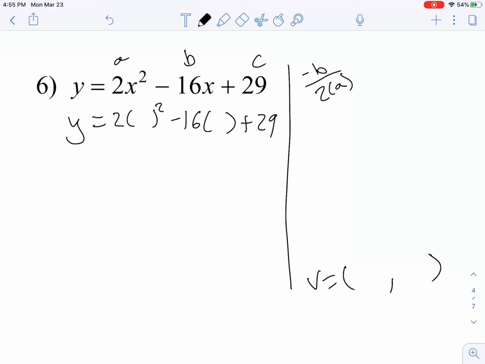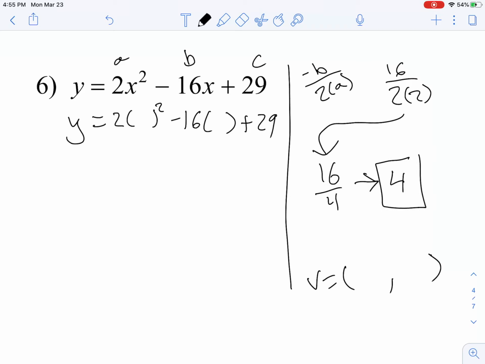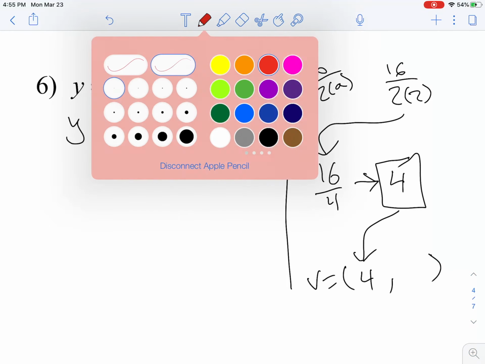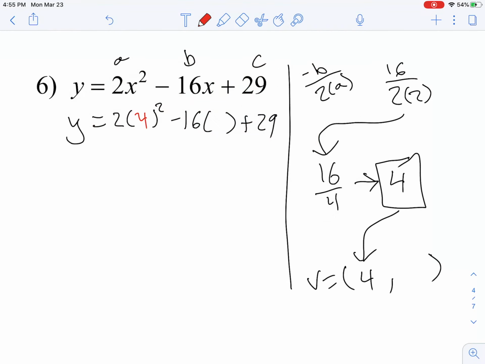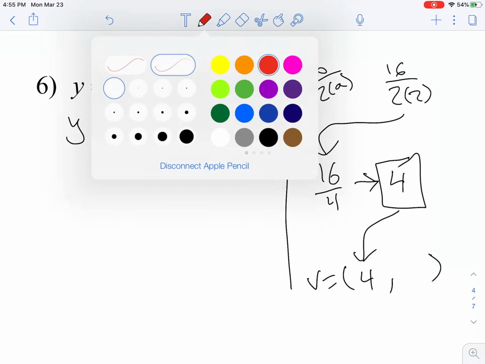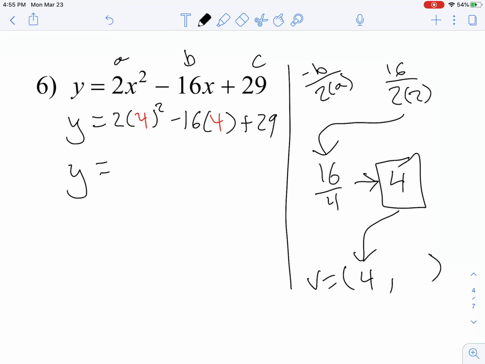All right, so we're going to take the opposite of b, so the opposite of negative 16 is positive 16, over 2 times our a term, which is 2. Gives us 16 over 4, and 16 divided by 4 is 4. So we're putting 4 in for x. We're going to go through. There's nothing we can do inside the parentheses, but we can square this 4, and 4 to the second power is 16. 4 times 4.